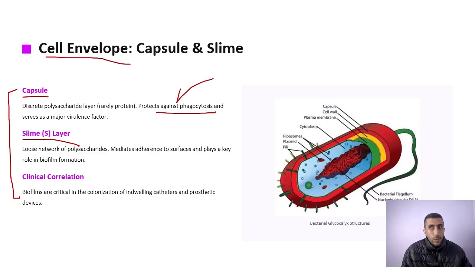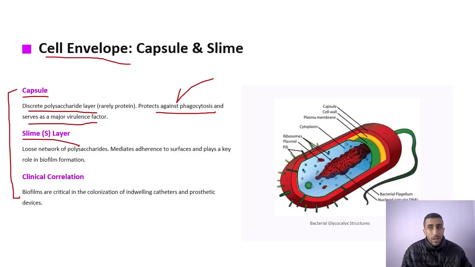The capsule is essentially formed from a discrete polysaccharide layer. Some parts of the bacteria are formed from polysaccharides, others from protein, and others from peptidoglycan. You have to know that the capsule is made from polysaccharide and it serves as a major virulence factor. The term virulence factor is very high yield because it is essentially the ways that the bacteria either attack the body or defend itself. The capsule hides the bacteria from the immune system and prevents phagocytosis, and this is considered the virulence factor.